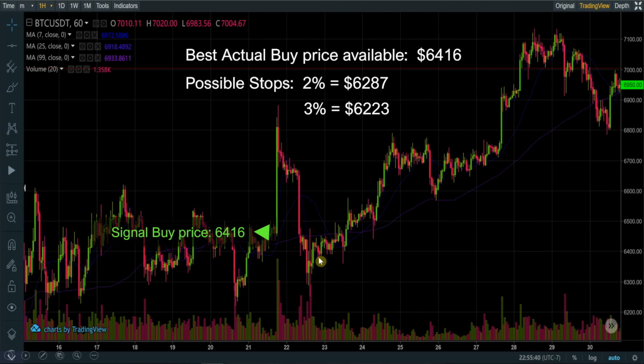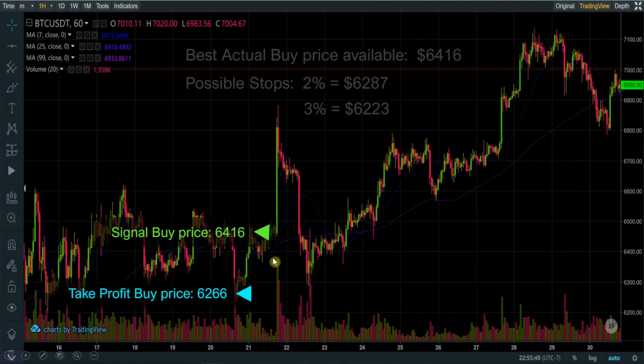This would have been your Unifii buy position. Remember, we took ours down here at 62.66. We still implement stop losses. Doesn't matter if you are doing the buy here or if you're doing the buy here. You're still doing your 2 or 3% stop losses.